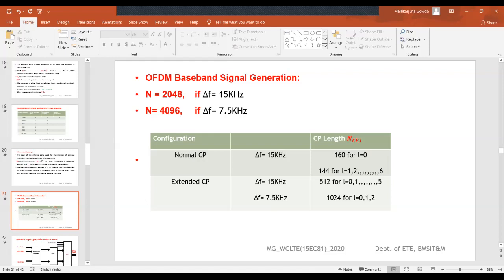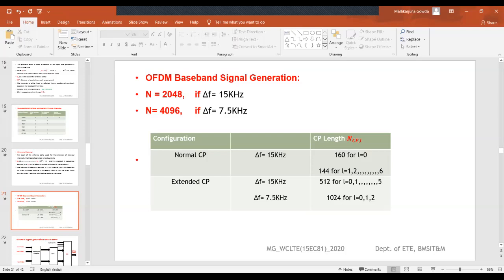So L equal to 0 means the 0th slot, first symbol, that is slot 0. In that, the cyclic prefix length is 160. For the rest, the CP length will be 144. For extended CP, for slots 0 to 5, the CP length is 512 when the subcarrier spacing is 15 kilohertz, and it will be 1024 for a subcarrier spacing of 7.5 kilohertz.